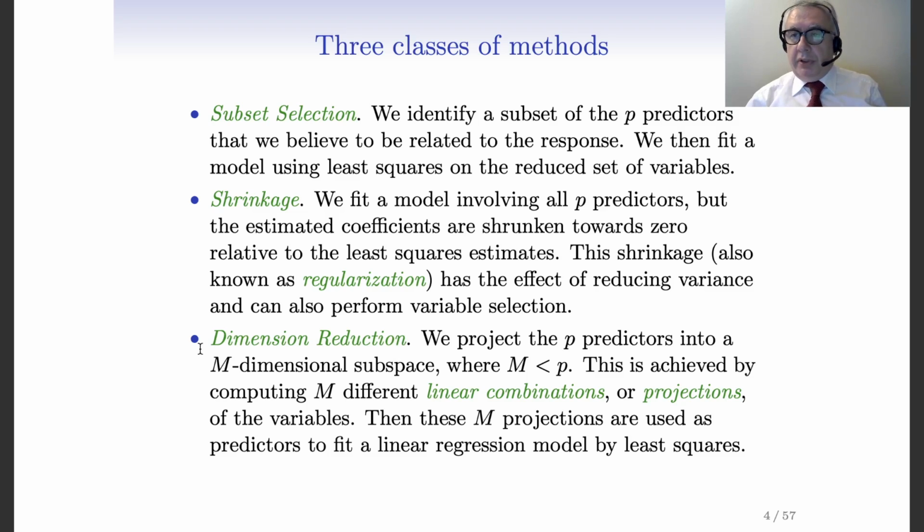There is a third approach, which is dimension reduction. In this case, we project the p predictors into an M-dimensional subspace, where capital M is less than the number of predictors. The idea is that I compute linear combinations of the variables, and I use them as new predictors. So it might happen that I have 2 or 3 predictors that are combined together, and I use this combination with the coefficients as a predictor in my model. So instead of having 3 coefficients, I will have just 1. These are the 3 main methods that we will investigate in order to make linear models more effective.